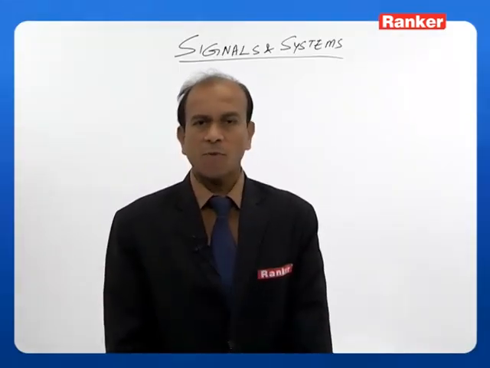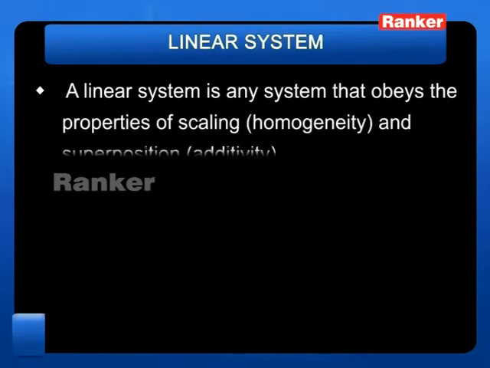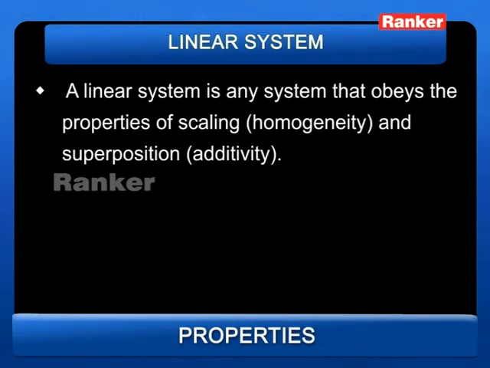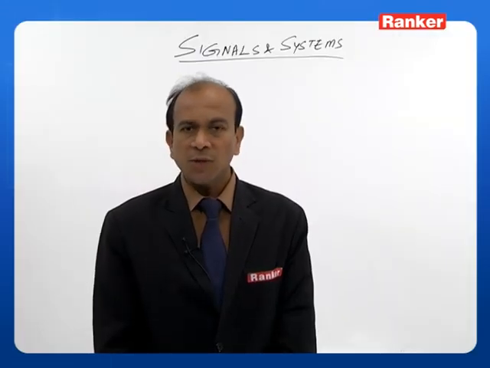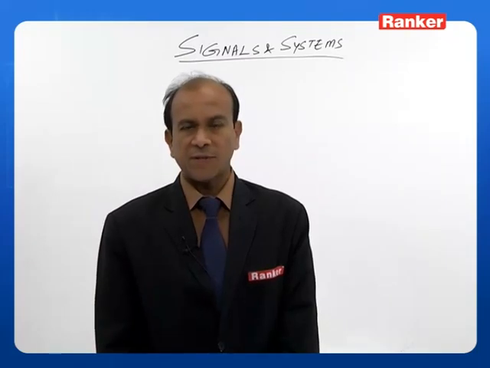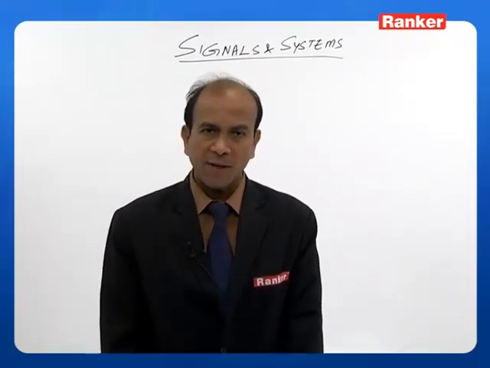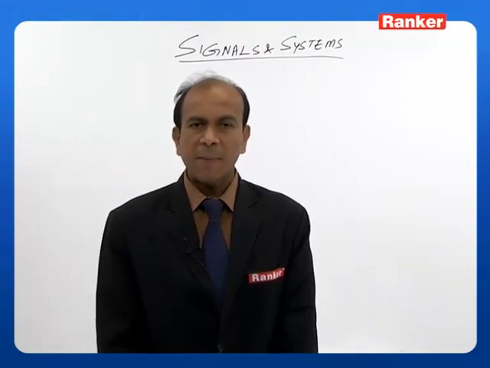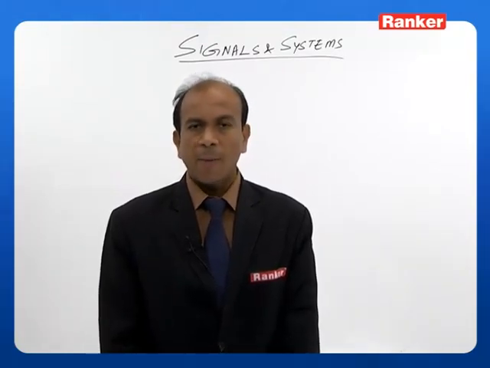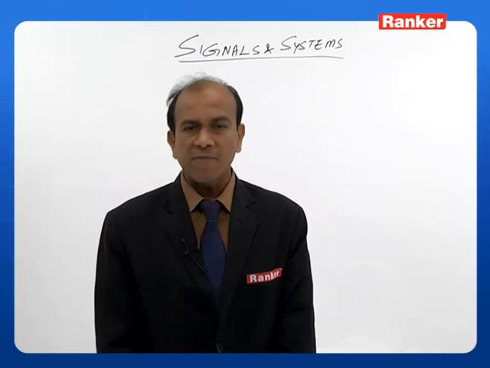First, let us talk about what is called a linear system. A linear system is any system that obeys the properties of scaling, homogeneity, and superposition, that is additivity. So these two things must be present for a system to be called linear. The first one is the scaling property. That means if the input is scaled by a certain factor, let us say alpha, the output also must be scaled by the same factor alpha.